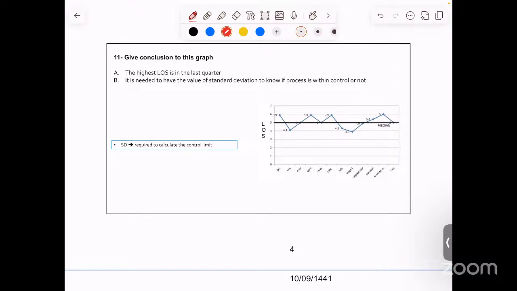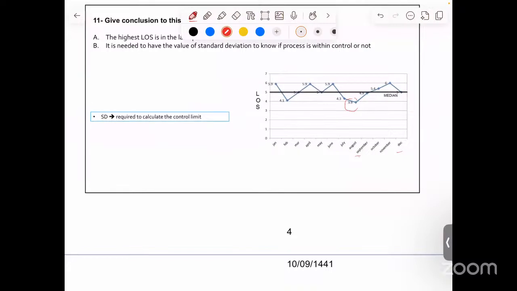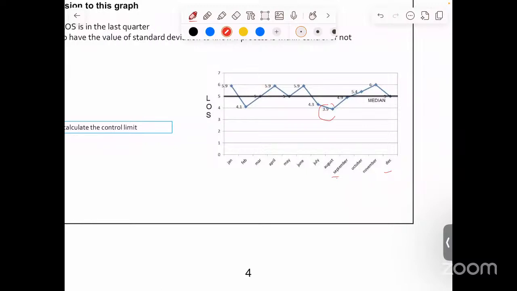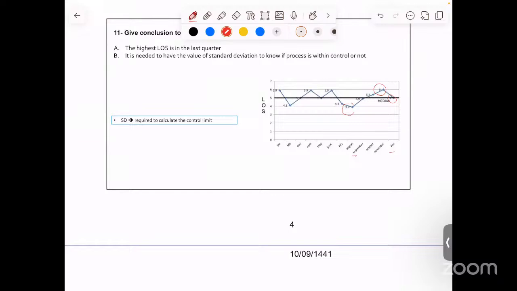Okay, for letter A, the explanation for this, we have a question about the highest rate in the last quarter. So let's check the last quarter here, which runs from September until December. In September, the rate was low, 3.9. In October, it went up from 4.9 until 5.4. What about in November? In November, it reached 6. In December, it dropped back to 5. Now we can say the highest rate was in the entire last quarter.